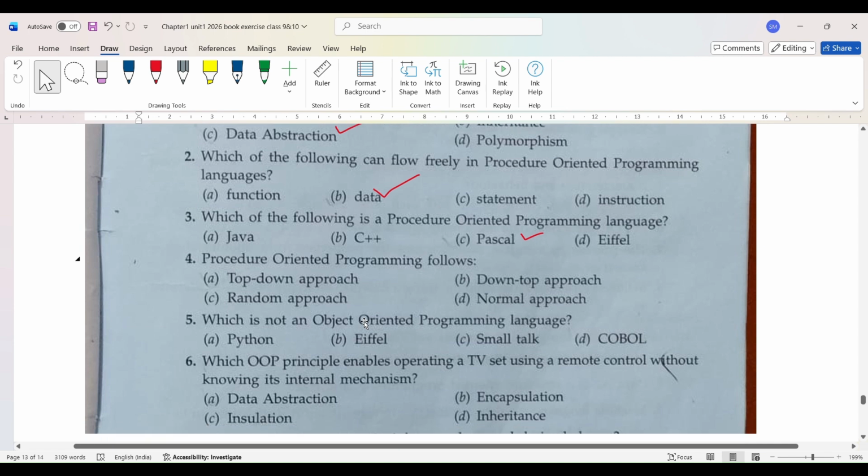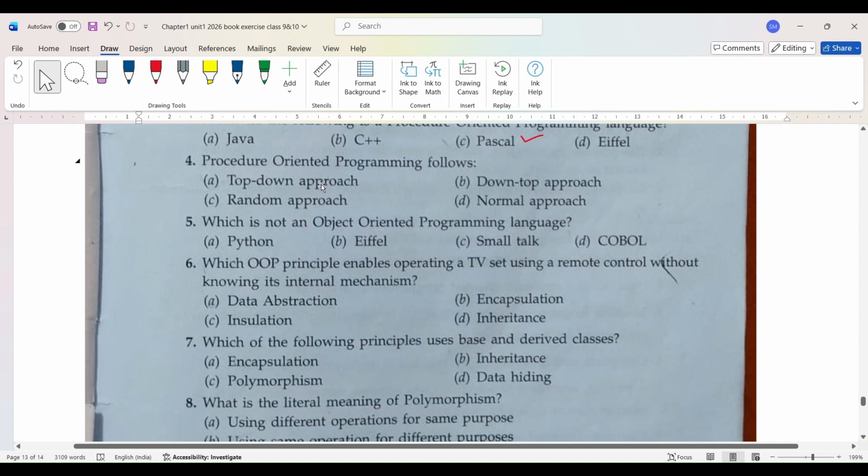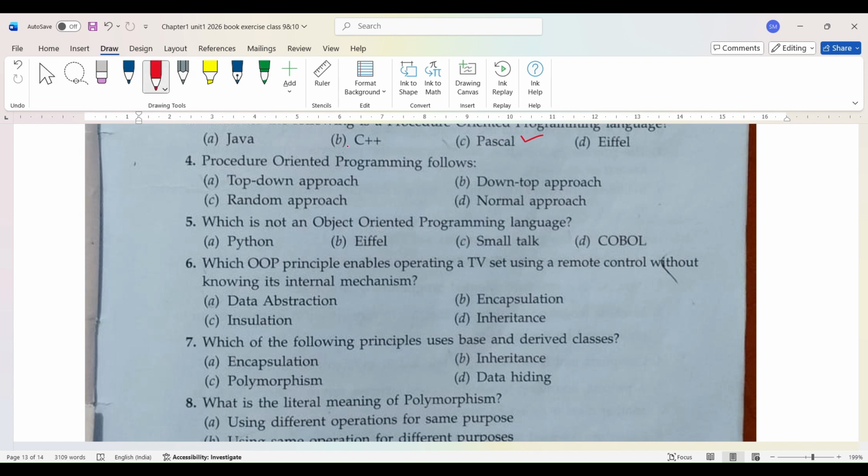Next one. Question. Procedure-oriented programming follows which approach? Top-down approach, bottom-up approach, random approach, or normal approach? Procedure-oriented programming follows the top-down approach. Object-oriented programming follows the bottom-up approach. So the correct answer is option A, top-down approach.